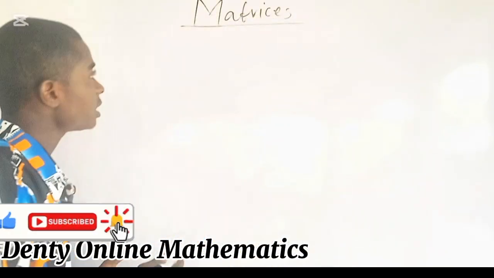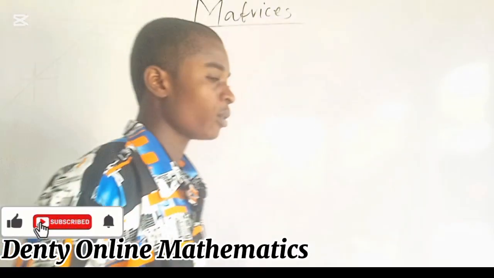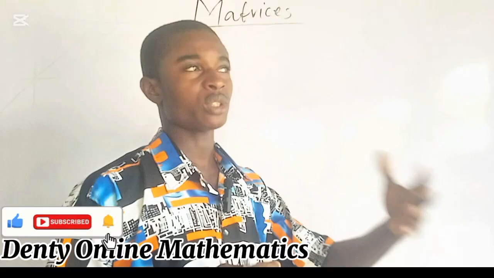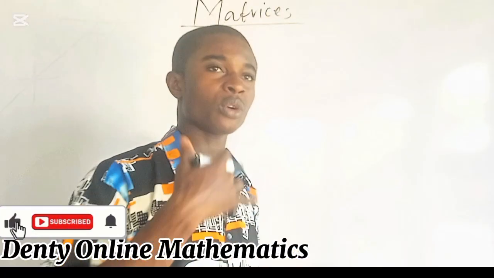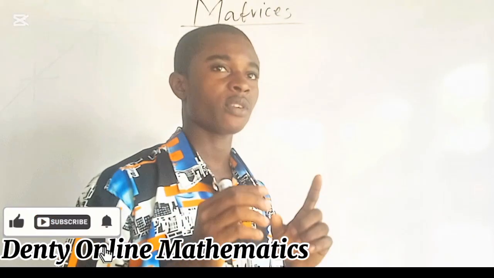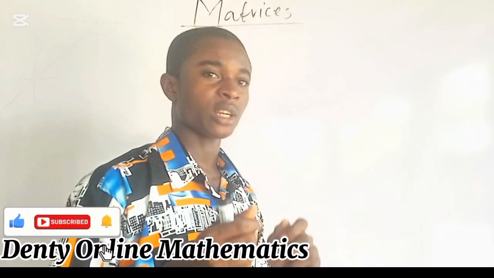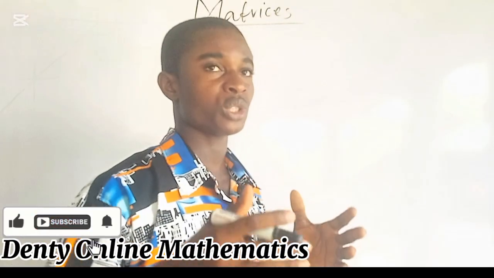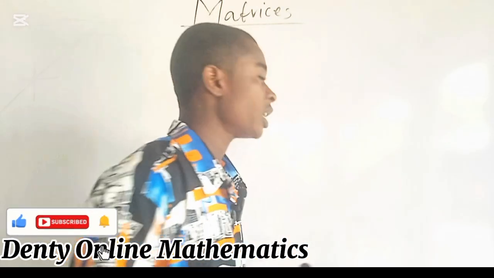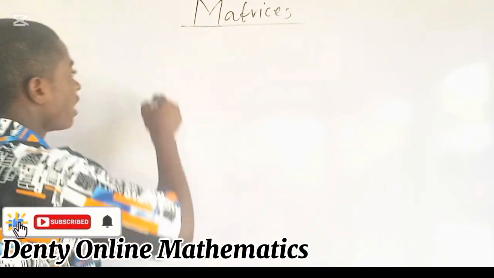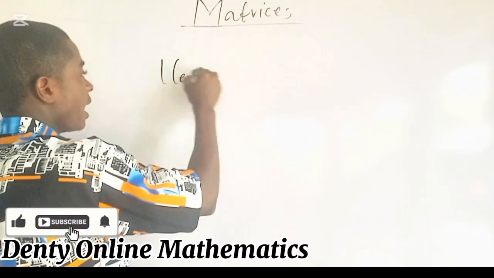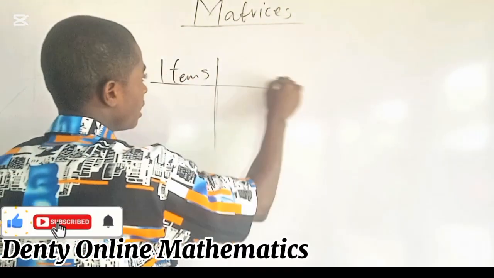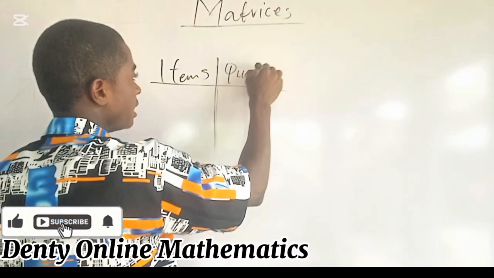Now let's say a perfect example is somebody that is going to the market to buy something. If you're going to the market to buy something, you need to have your list. You're going to have the list of the items you're going to buy and the quantity at which you want to buy them. So let's say I have the items that I want to buy while going to the market, and I have the quantity that I need.